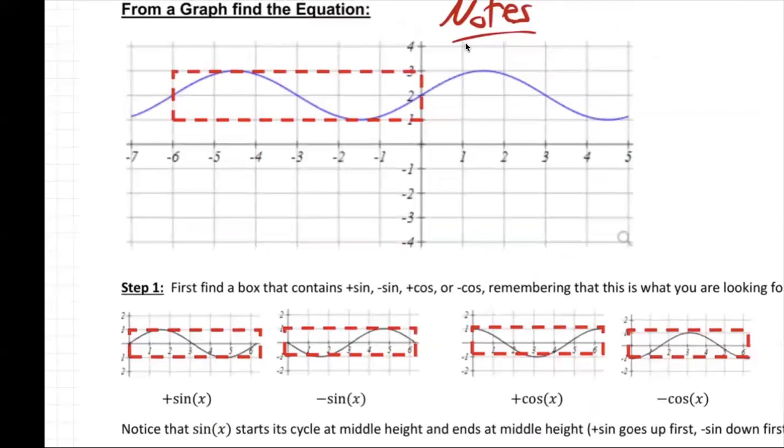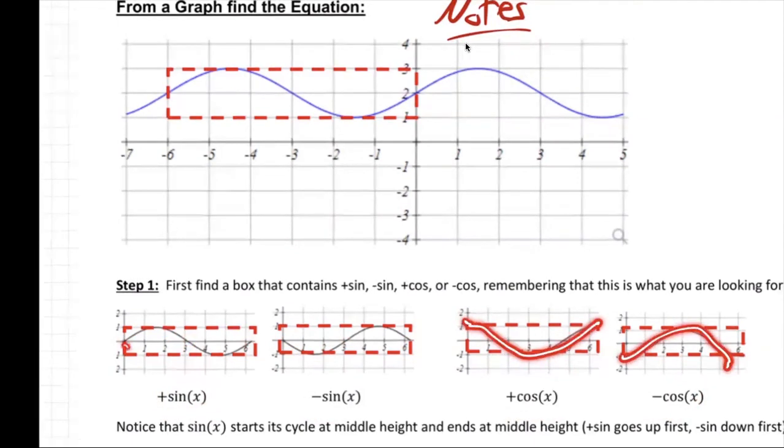So it says find the box. Does it start in the middle, go high and low? Middle in the box, that's positive sine; middle in the box going down first, that's negative sine. Or is it like a U up or a U down? That would be some kind of cosine, right? That starts high, goes low, high, or low, high, low. No, it's not middle, right? Sine is middle. Which one do we have?